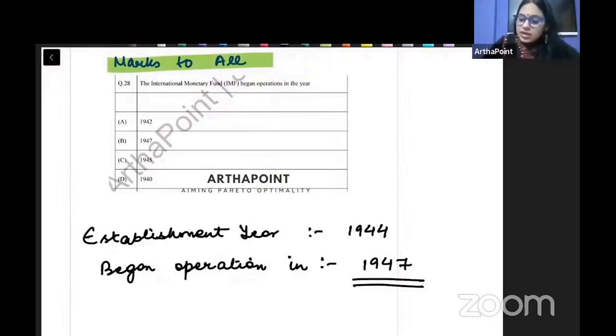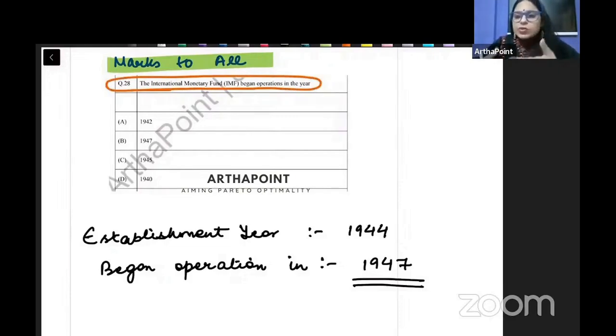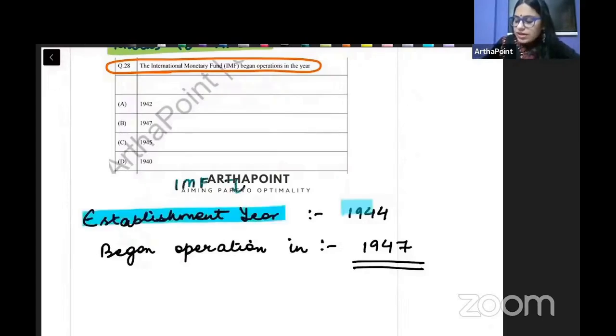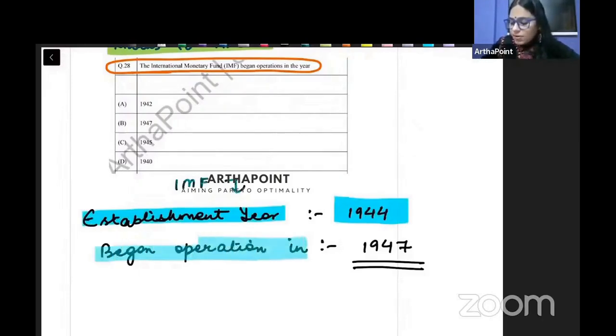Question पढ़ते हैं. It says that the International Monetary Fund began its operation in. Now, if you go ahead and you look into the data, you will find that the IMF, International Monetary Fund, was established in the year 1944. 1944 में ये established हुआ. And it began its operation in 1947.